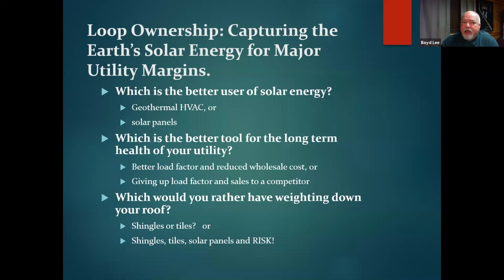So that kind of brings us back to what we originally started with, which was some slides on solar panels sitting on your roof or out in your yard. Loop ownership is really the capturing of the Earth's solar energy for margins. And those margins are tremendous from a utility standpoint. At the same time, they are tremendous savings for the homeowner.